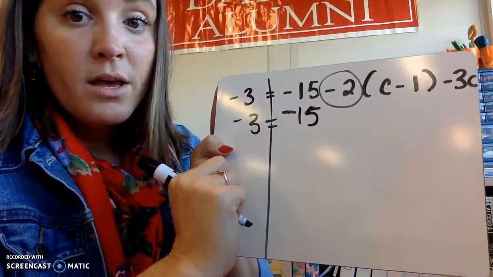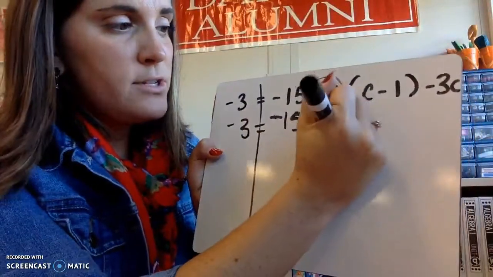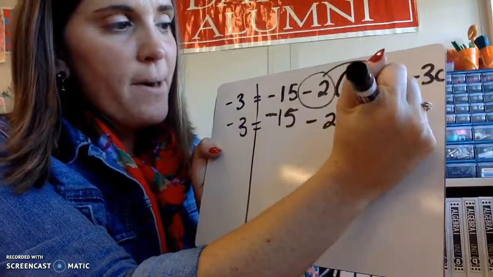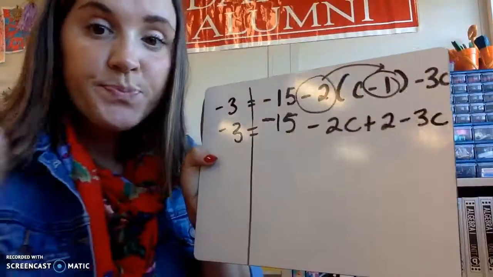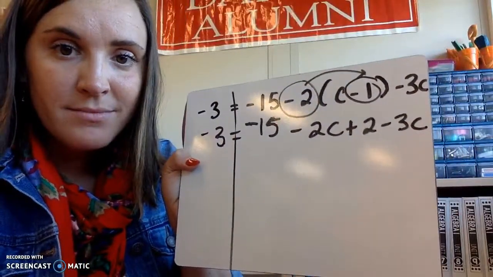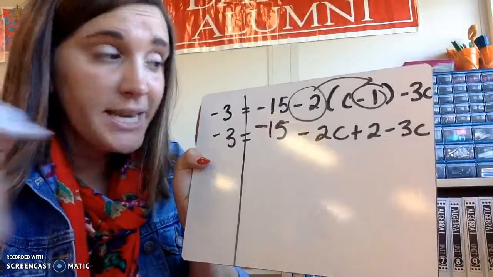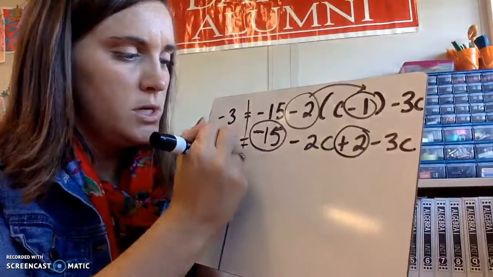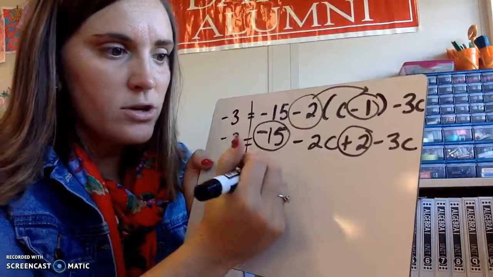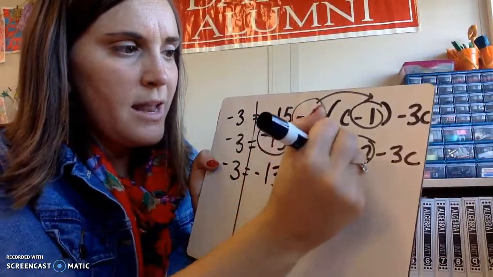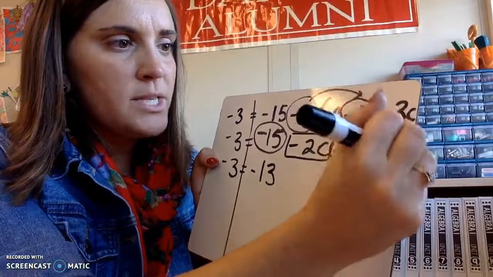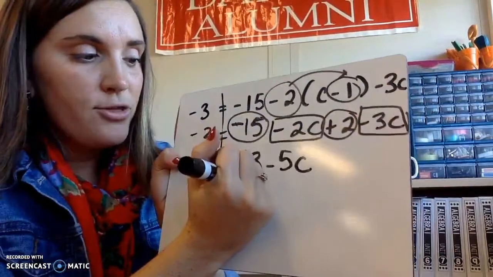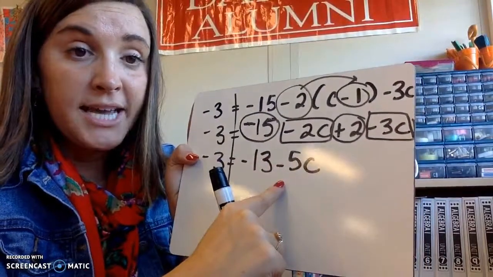Okay. -2 times c is -2c. -2 times -1 is a +2. And then -3c. All right, combining like terms time. I've got constants, -15 and +2. So that's going to give me -13. -2c and -3c is going to give me -5c. The constant is -13. The variable term is -5c.